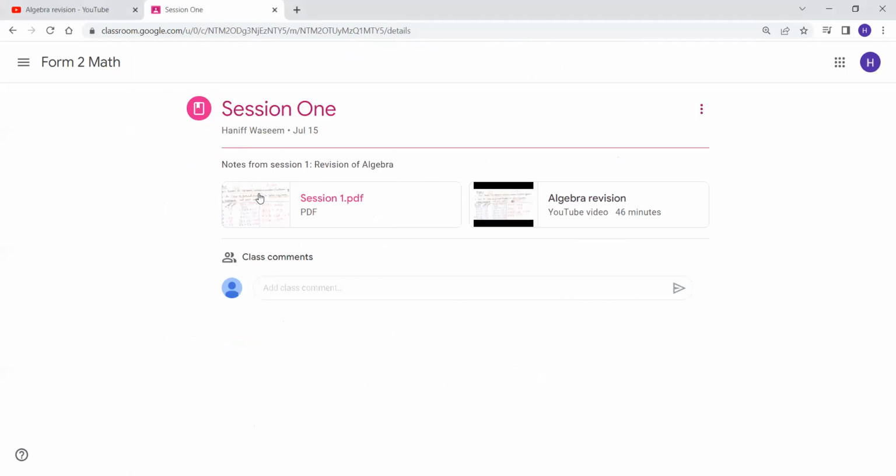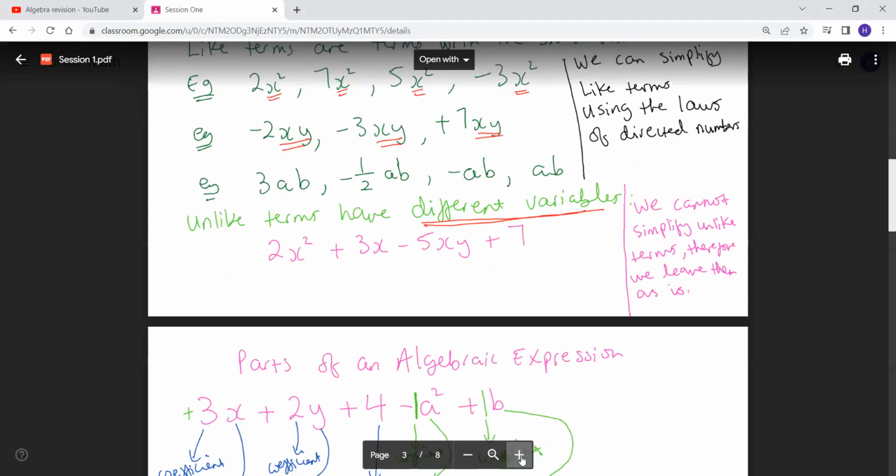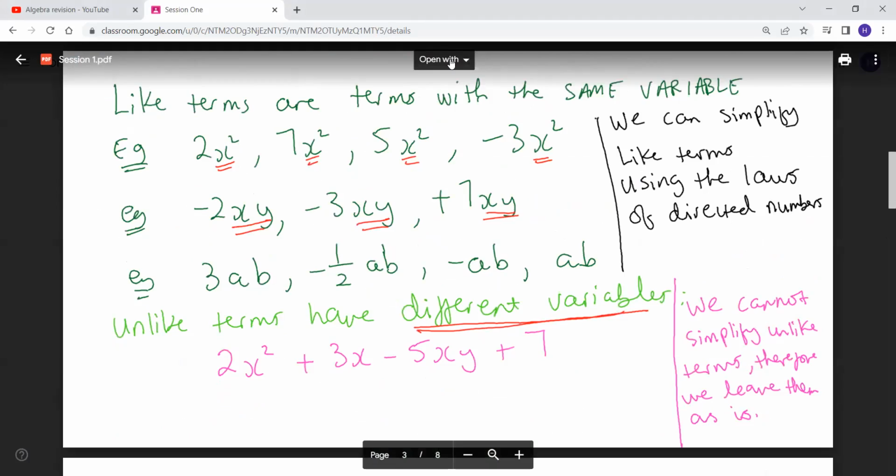All right. So here we have like terms. Like terms are terms with the same variable. For example, x squared with x squared, xy with xy, ab with ab, right? For example, if we see different variables, right? They are unlike terms and we cannot do anything with them. We cannot simplify unlike terms, right?